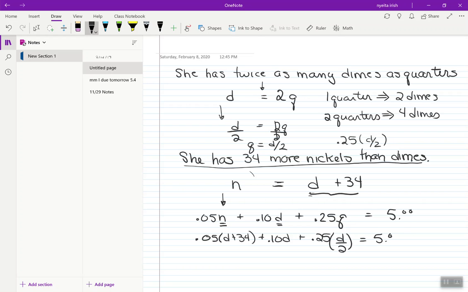And then solve for D. Once you solve for D, then you can plug back in and add 34 to it, and that gives you the number of nickels. Or you can come up here and take half of that D, and that's going to give you the Q value.